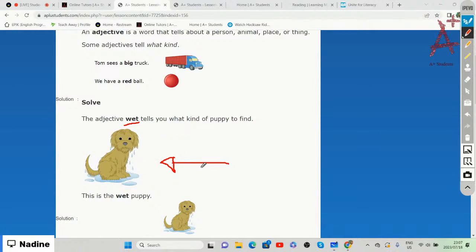So the poor puppy is soaking wet. They said find the wet puppy, and we basically found it. This is the wet puppy. What kind of puppy? The wet puppy. So wet is the adjective that tells us about the animal. It tells us about the puppy, and it tells us what kind of puppy to find, or what kind of puppy we are specifically looking at.